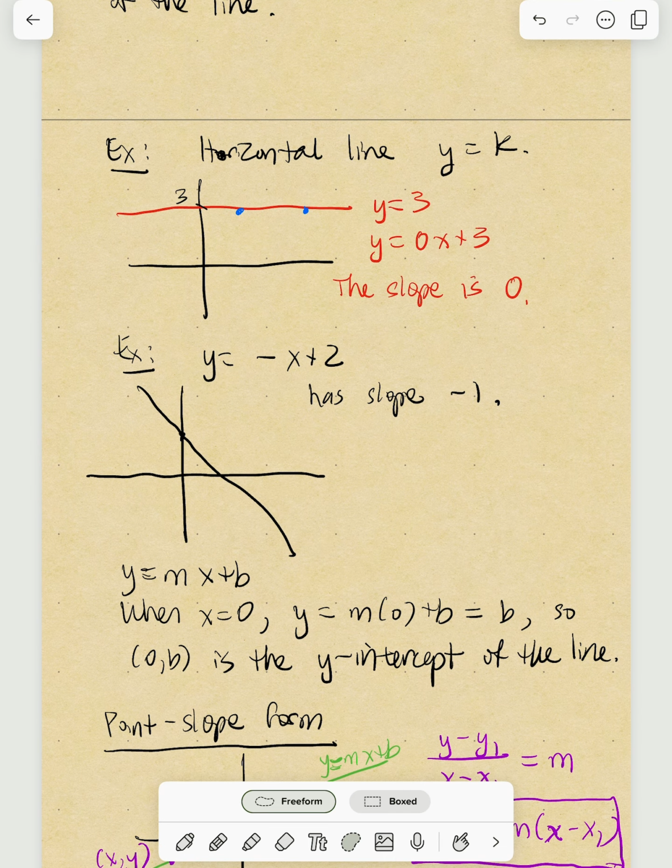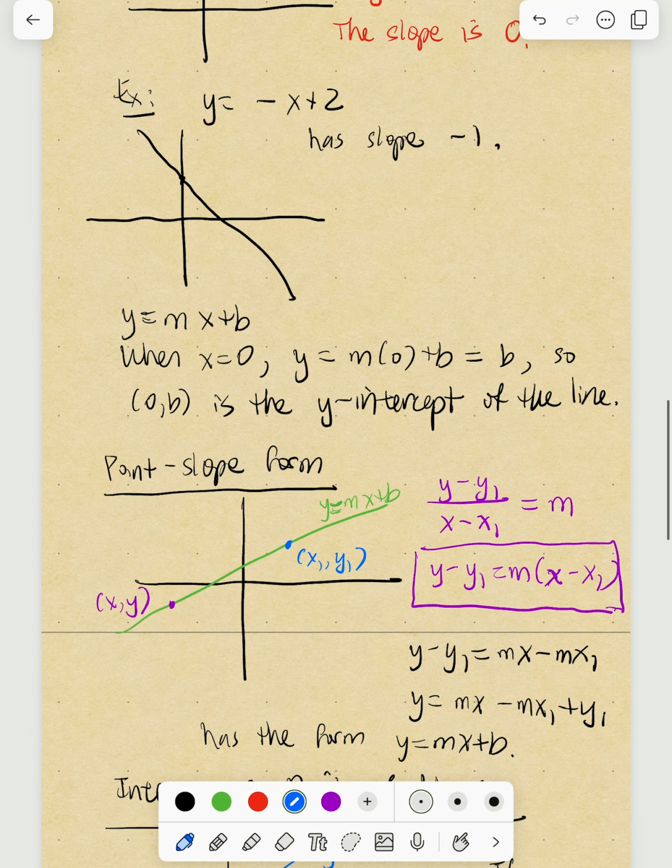Let's say that you have a horizontal line, y equals k. So for instance, y equals 3. Well, that can be rewritten as y equals 0x plus 3, so the slope is 0, because it's the constant being multiplied by x. And the fact that the slope is 0 makes sense. The horizontal line isn't steep at all, so intuitively you would want the slope to be 0. Another way to see that the slope is in fact 0 is if you take the point (x1, 3) and the point (x2, 3) and calculate y2 minus y1, you get 0 because it's 3 minus 3.